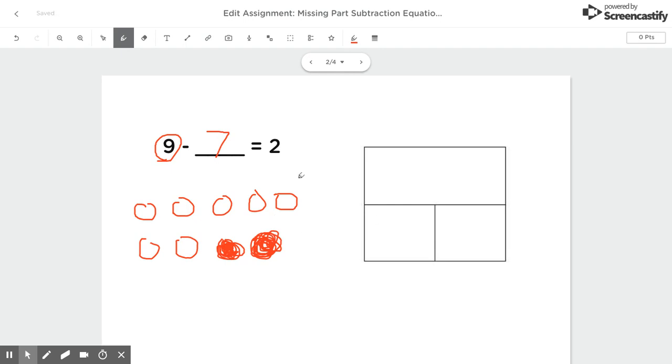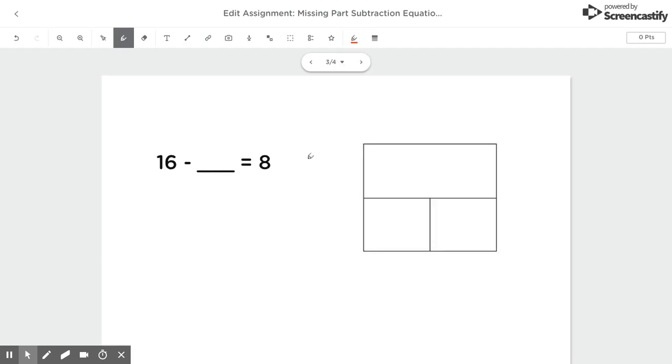Let's try that in our part-whole box. Again, my whole is 9, so I'm going to write that in my whole. And I know that the part is 2. So I want to see how many I need to subtract from 9 to get to 2. So let's see. I can start at 2, 3, 4, 5, 6, 7, 8, 9. Again, I have 7, so I know if both strategies got me the same answer, then I must be correct.